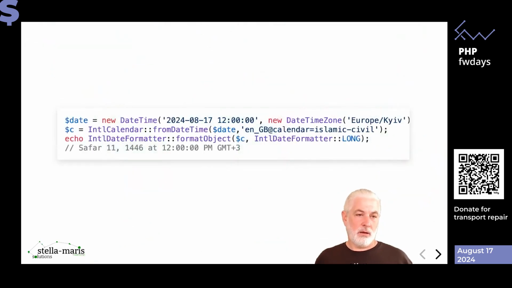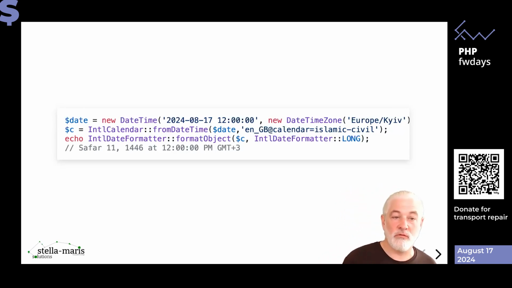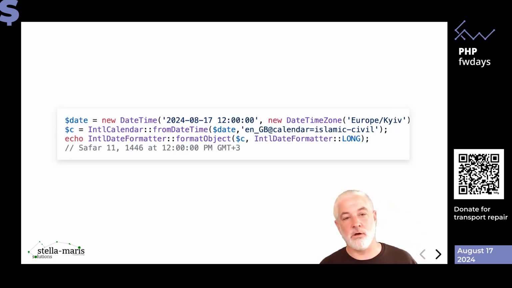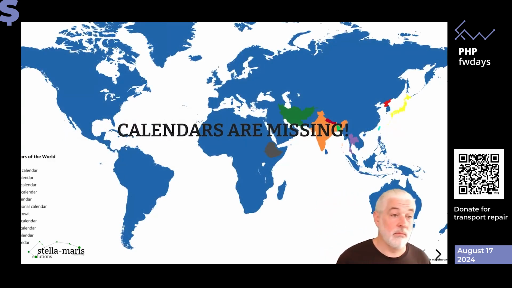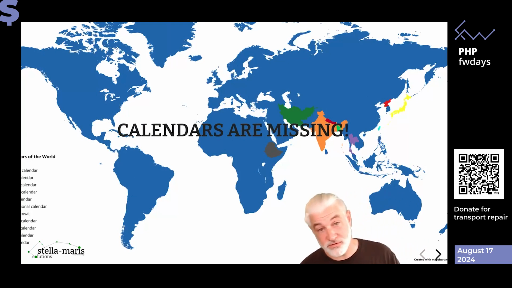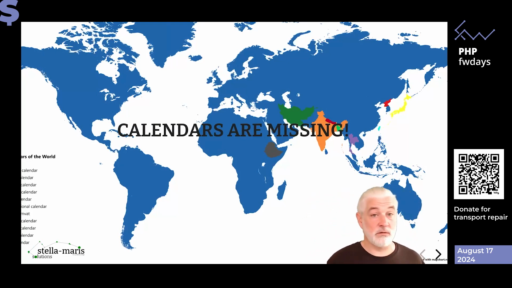Well, we create a new datetime in a certain time zone, and then there is an Intl calendar, and we create an Intl calendar object from a datetime object. We create that with the Islamic civil calendar, and then we format that object based on the Islamic civil calendar. And it will provide you with Safar 11 1446. That's cool. And that makes things a lot easier.